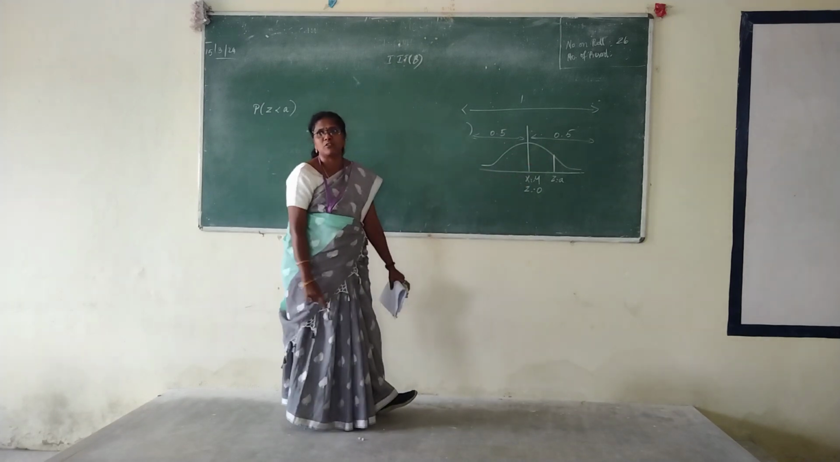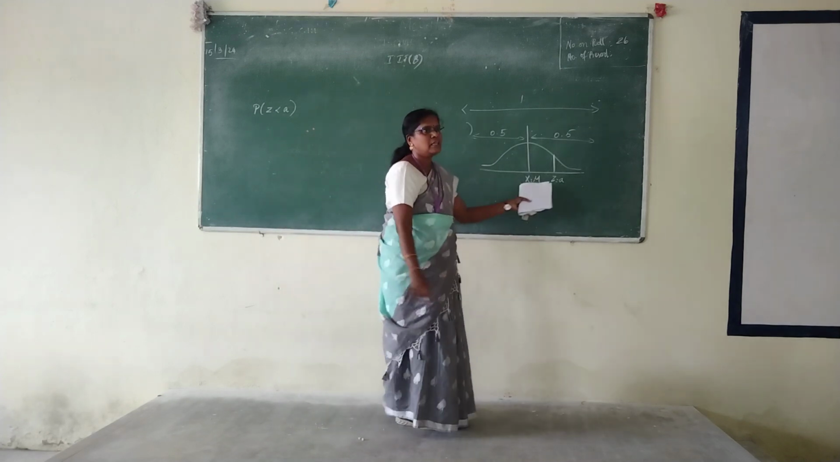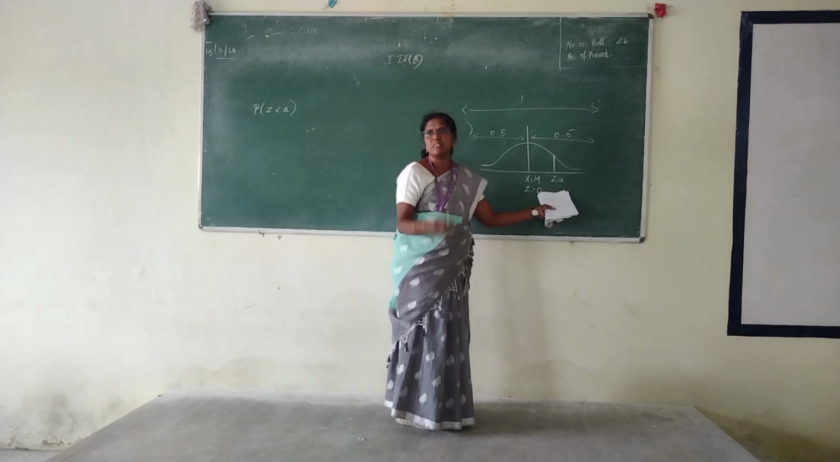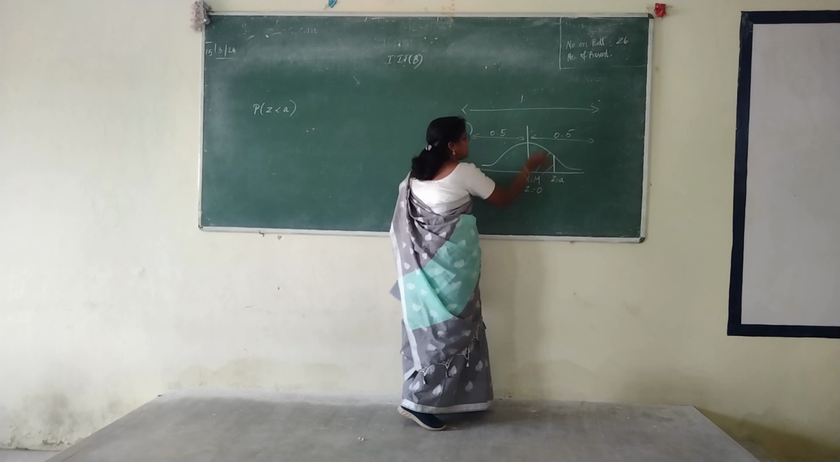You are confusing so much now. You understand the concept, but you are confusing. Because of that, you may lose marks. So less than a means all the things less than that one, below that one. So you are supposed to find this area.